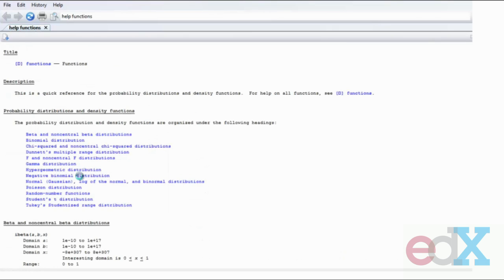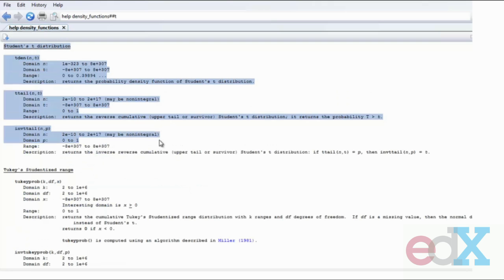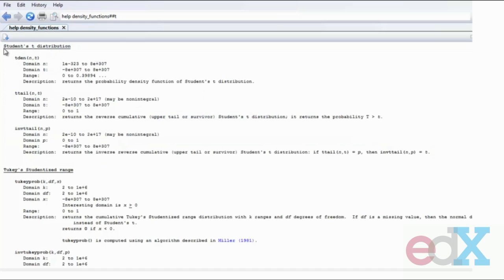You can click on density functions and go down to Student's t-distribution. And you can see that there are 3 functions built into Stata that let you calculate probabilities with respect to the t-distribution. The one we're going to use in this lab exercise is the inverse t-tail function. It's somewhat analogous to the inverse normal function that we learned about, except that the inverse normal function was the inverse of the normal function in Stata, whereas the inverse t-tail function is the inverse of the t-tail command in Stata.